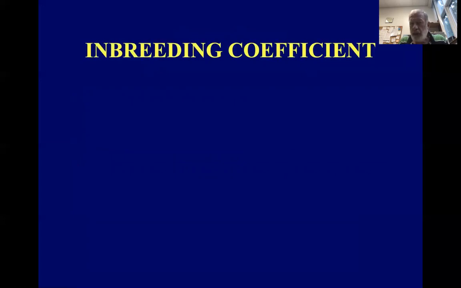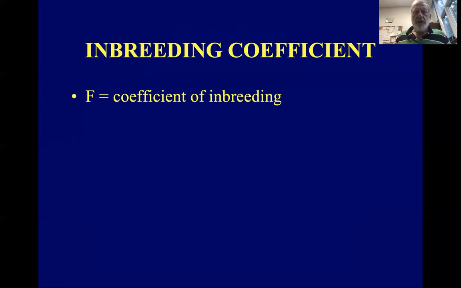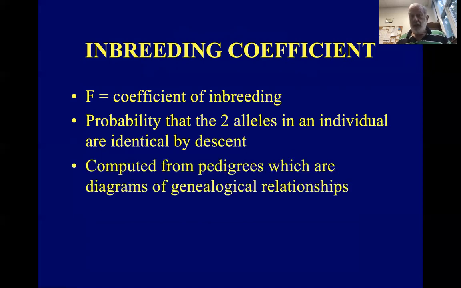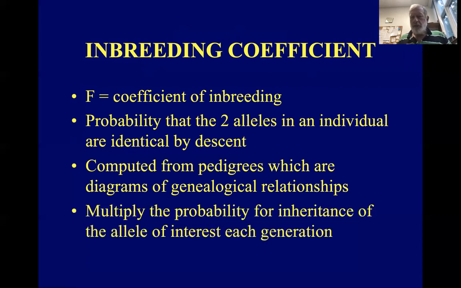Now we scientists want to quantify things, so we could come up with a coefficient of inbreeding called F, and it's a probability that 2 alleles in an individual are identical by descent. It's computed from pedigrees, and you just multiply the probability of inheritance of that allele of interest in each generation.